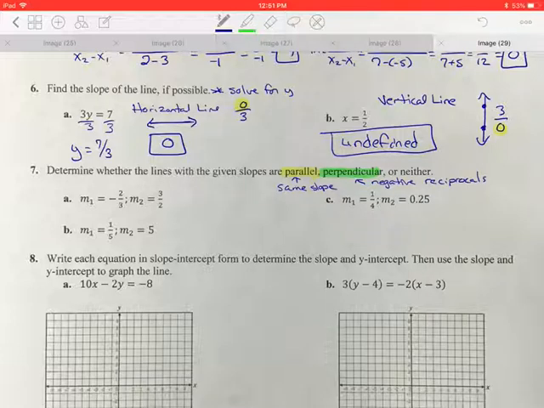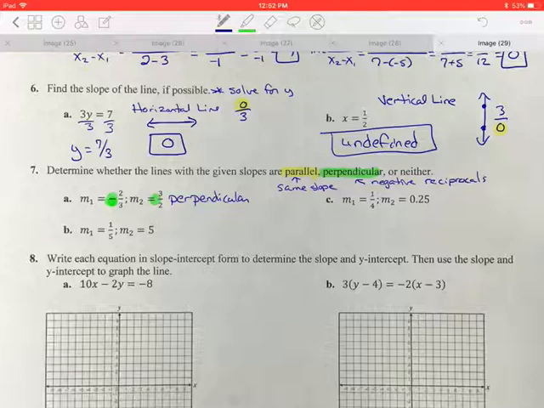Okay, you may also think of them as opposite reciprocals. So if I look at part A, notice my first slope is negative 2 over 3, and then my second slope is a positive 3 over 2. So not only are the signs different, but they are flipped over, so they are negative reciprocals. So for A, we would say that these lines are perpendicular.